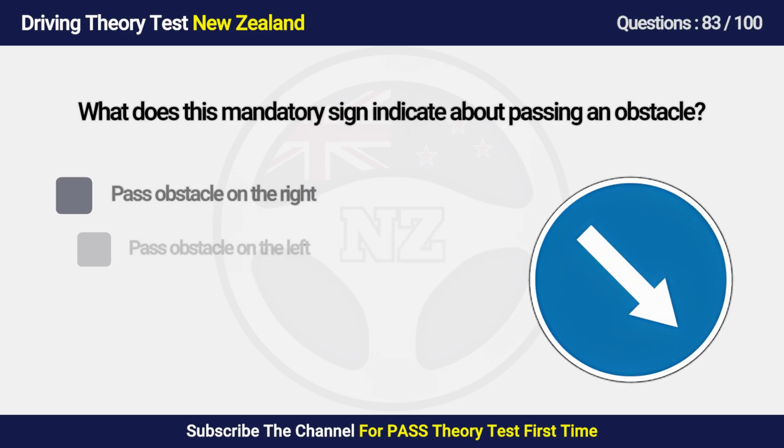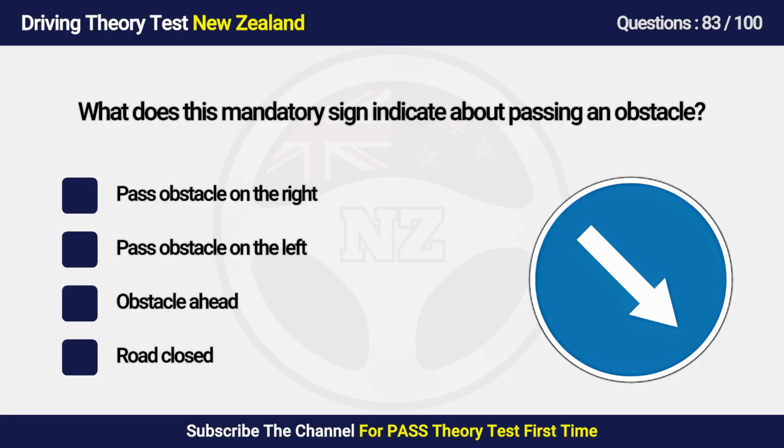Question 83. What does this mandatory sign indicate about passing an obstacle? A. Pass obstacle on the right. B. Pass obstacle on the left. C. Obstacle ahead. D. Road closed.